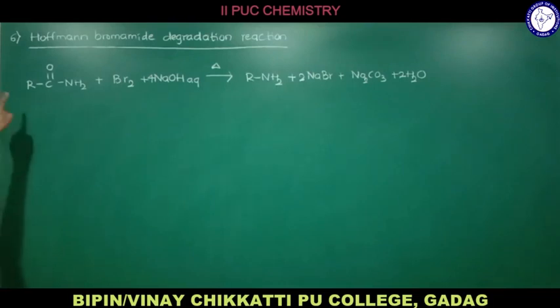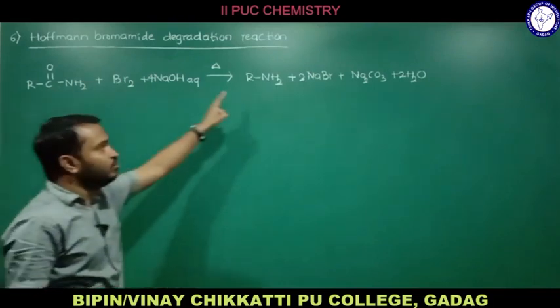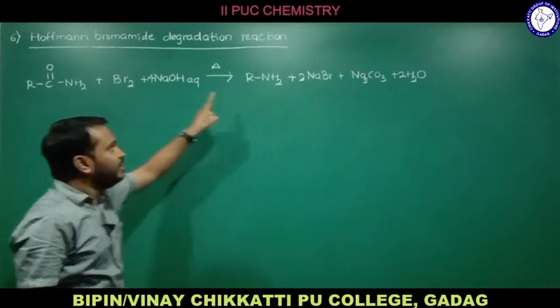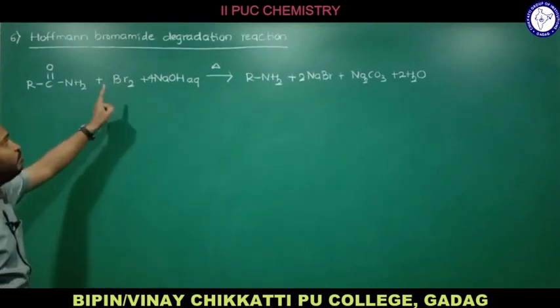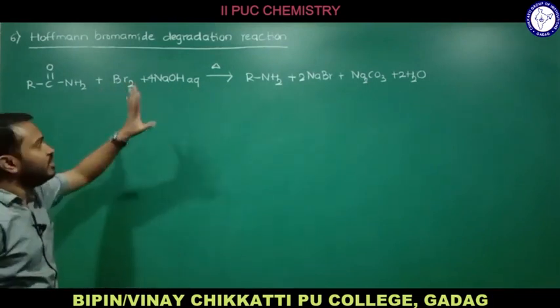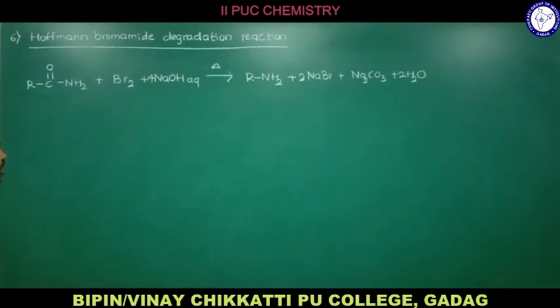So this is how an amide is converted into an amine: you need to heat it with bromine in the presence of aqueous sodium hydroxide. We will see some examples for that.